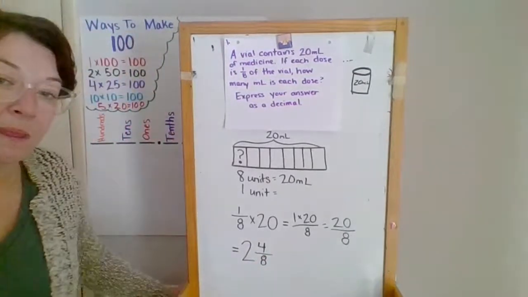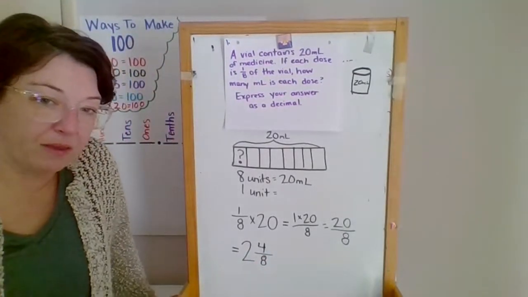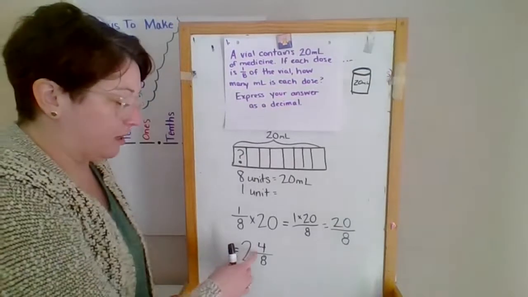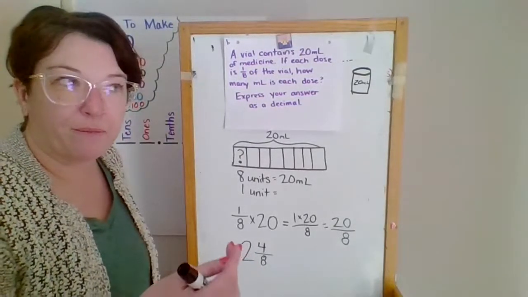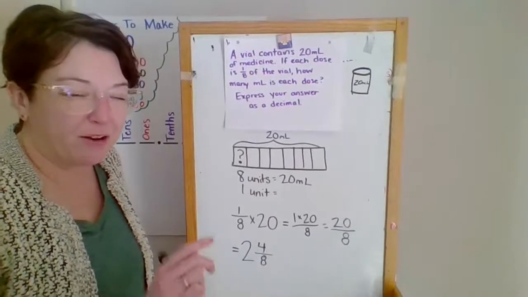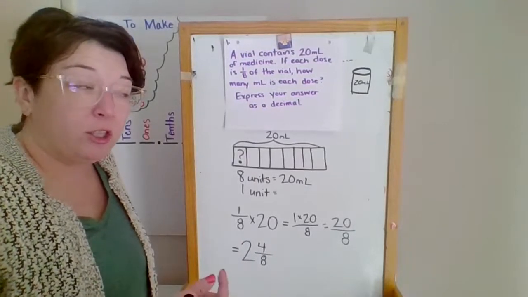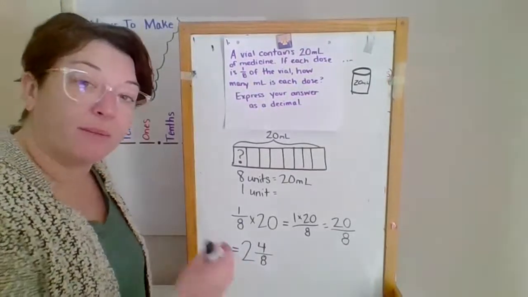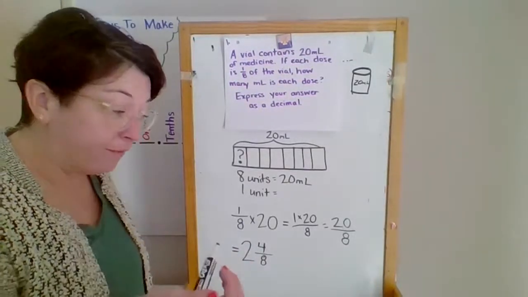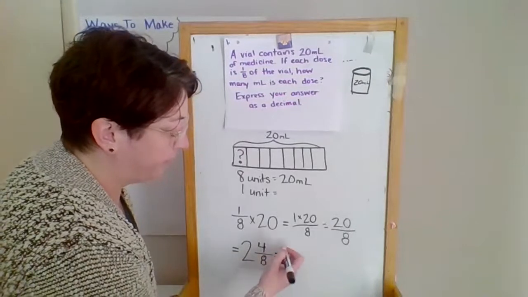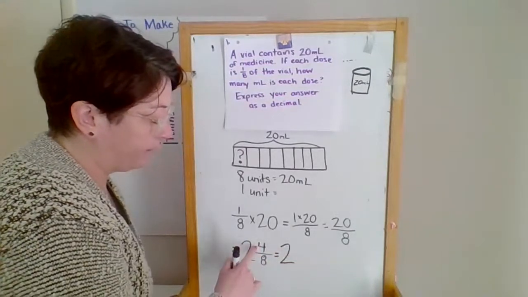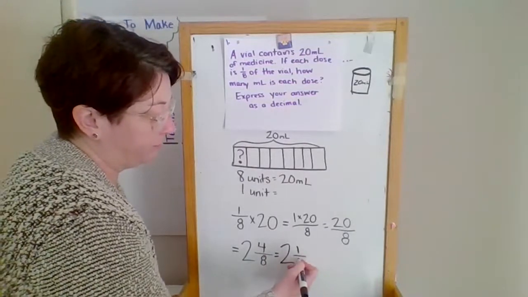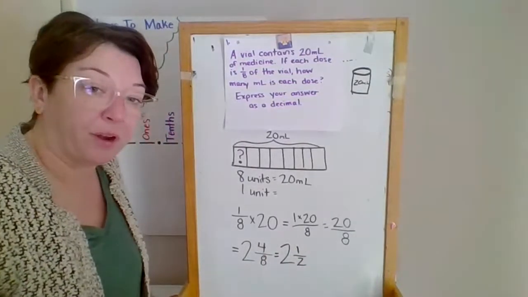Okay. Now I'm still not ready to make this into a decimal yet, because with an 8 in the denominator, that doesn't easily convert to a decimal. So I see that I can reduce this. Both of them can be divided by 4. So if I have 2 wholes still, 4 divided by 4 is 1. 8 divided by 4 is 2. So I have 2 and 1/2.